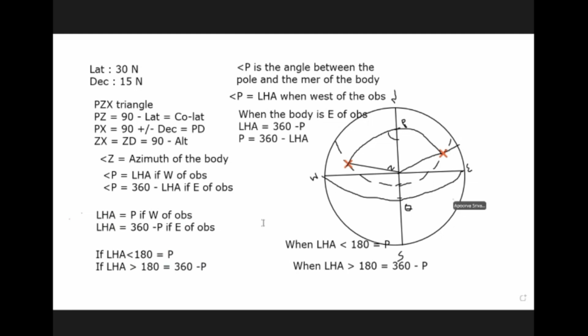Okay? Sir, altitude of any body is measured with respect to the rational horizon, no? Altitude is measured from the rational horizon, correct? Yes, sir. So this is a rational horizon. This outer circle is the rational horizon.